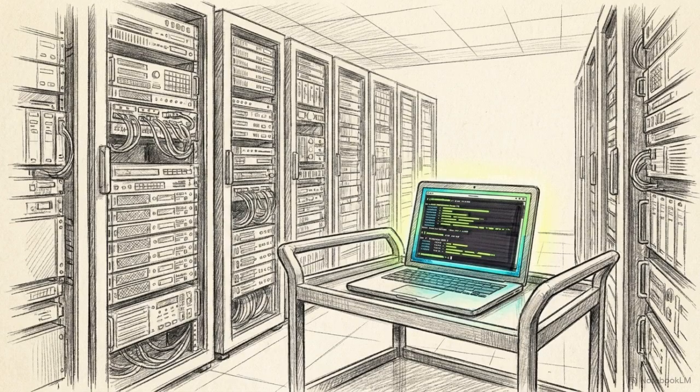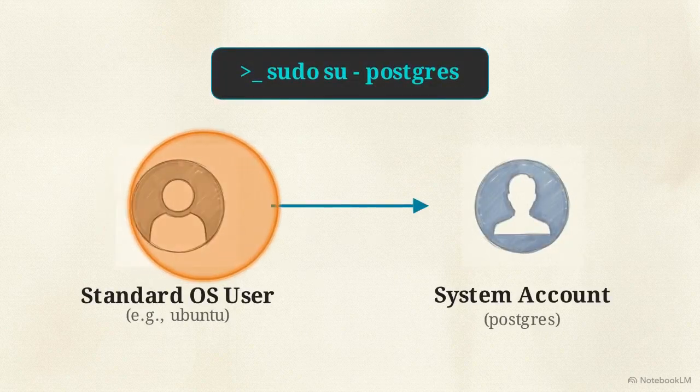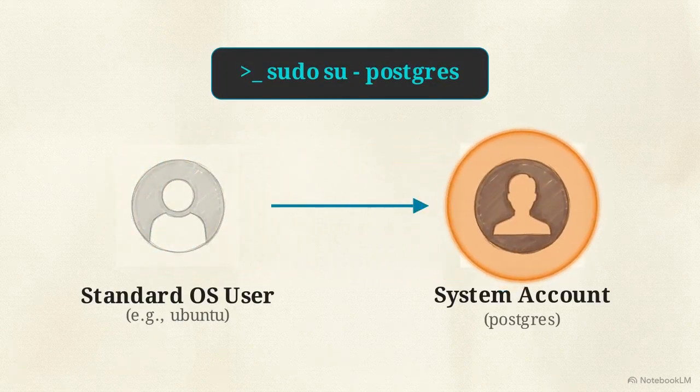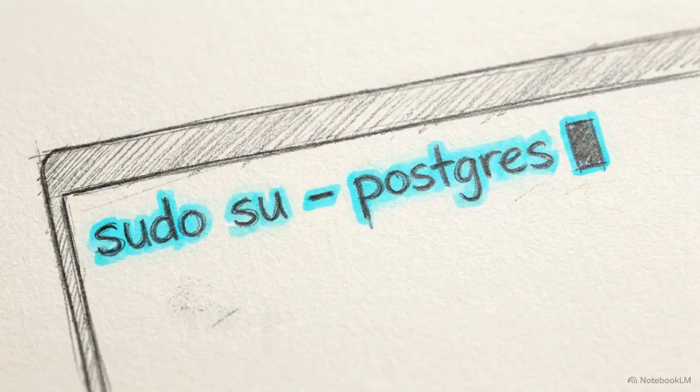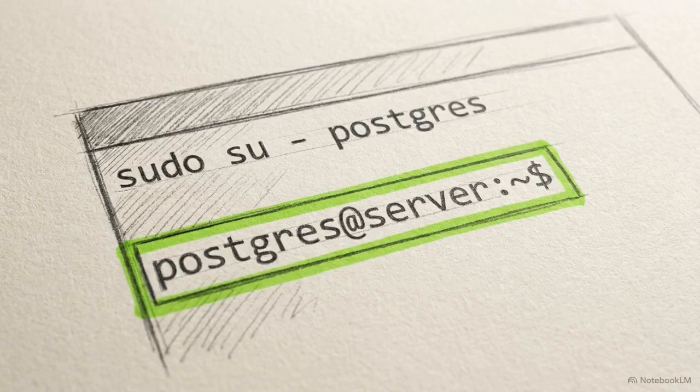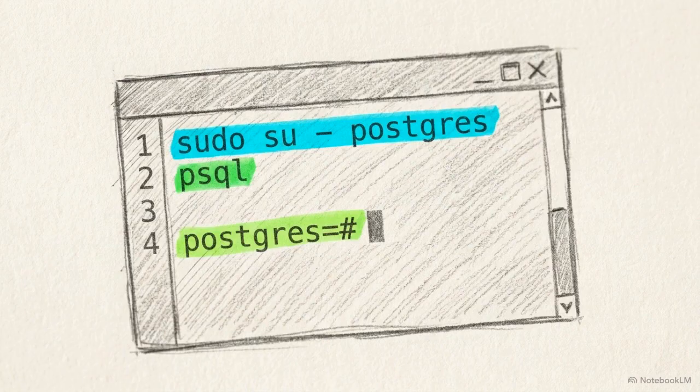Step 1 is to log into the physical or virtual server hosting your database using SSH or your local terminal. From there, you have to shift your operating system user context over to the dedicated system user account. Type the command sudo su - postgres and hit enter. You will see an immediate visual shift in your terminal prompt, confirming your user context has successfully switched. Now, launch the interactive database terminal by typing psql.